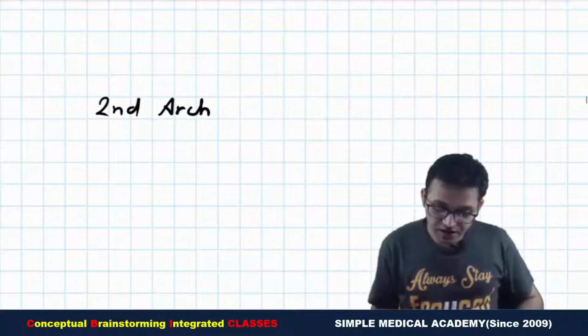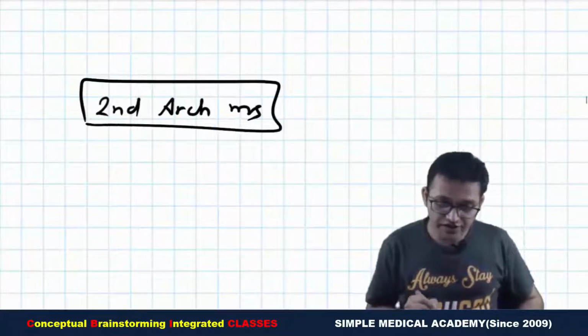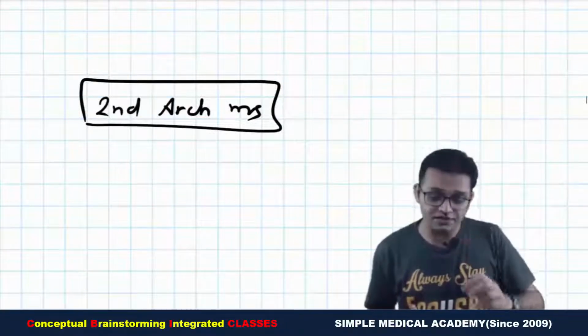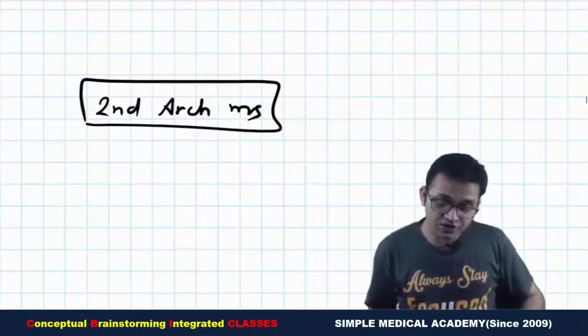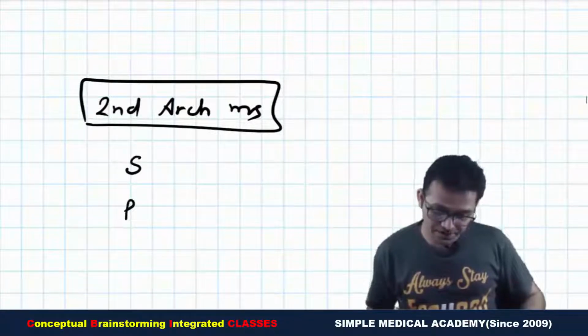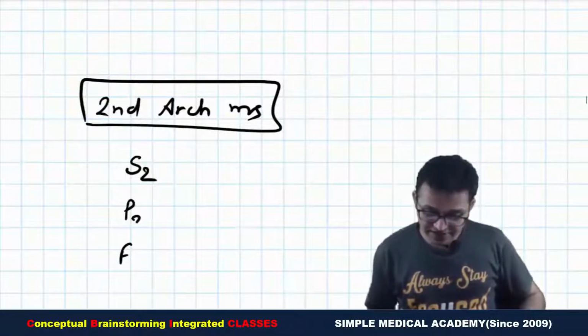Yes, second arch muscles. I told you the concept, but now I am going to tell you the trick. How can you retain all these facts for long-term memory? Yes, your trick is SPF, sun protecting factor. There are the 2 S and as well as the 2 P.